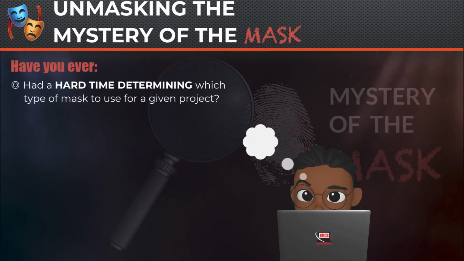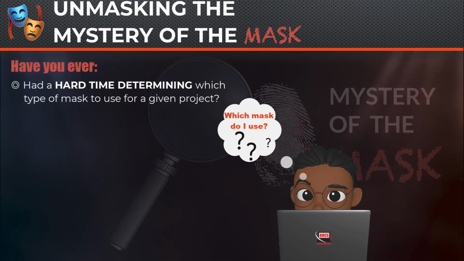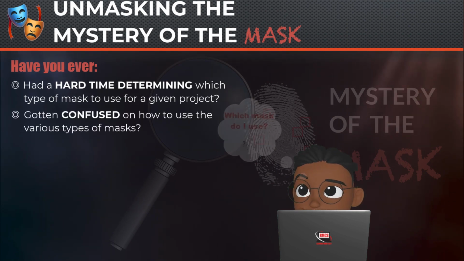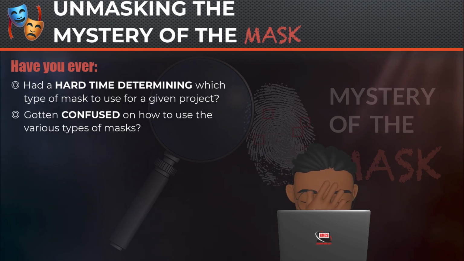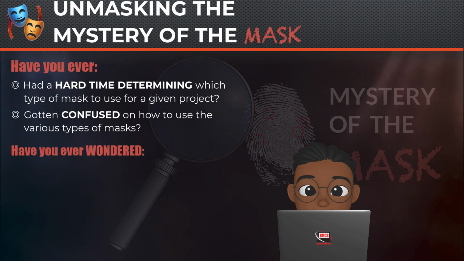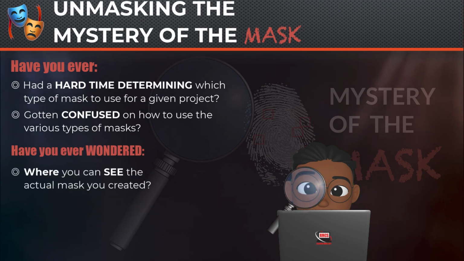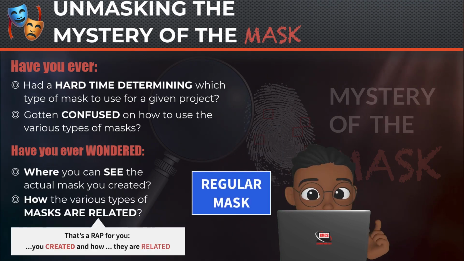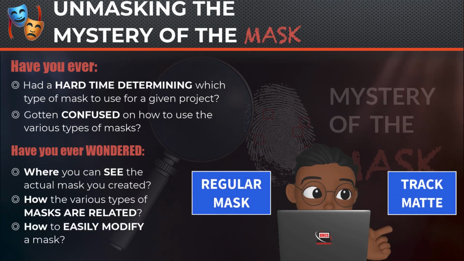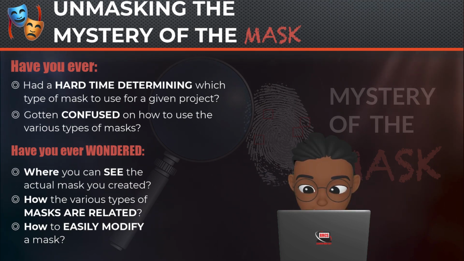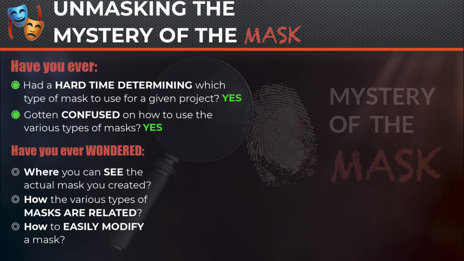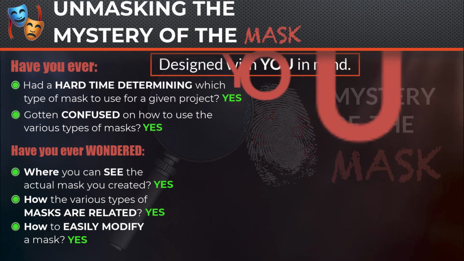Have you ever had a hard time determining which type of mask to use for a given project? Gotten confused on how to use the various types of masks? Have you ever wondered where you can see the actual mask you created? How the various types of masks are related? And how to easily modify masks? If you answer yes to any of these questions, then this training was designed with you in mind.